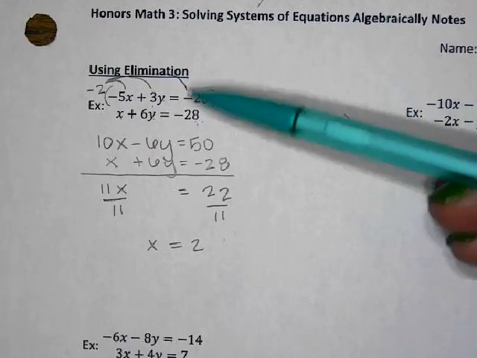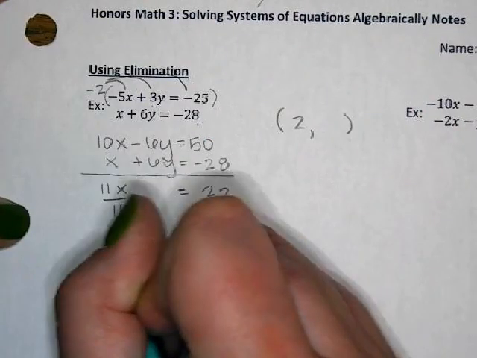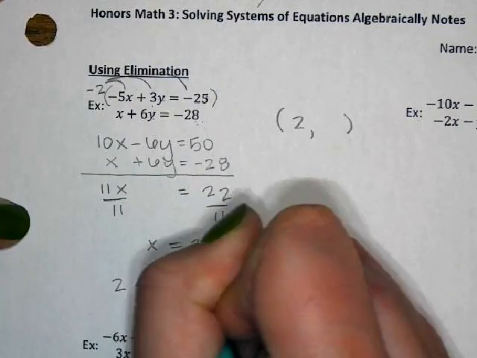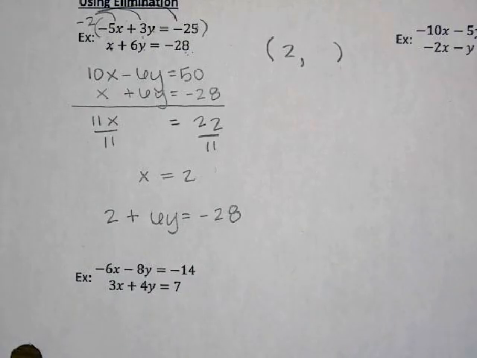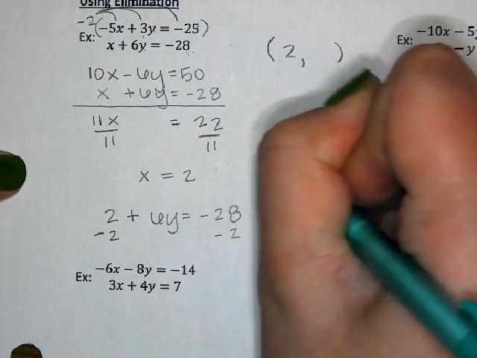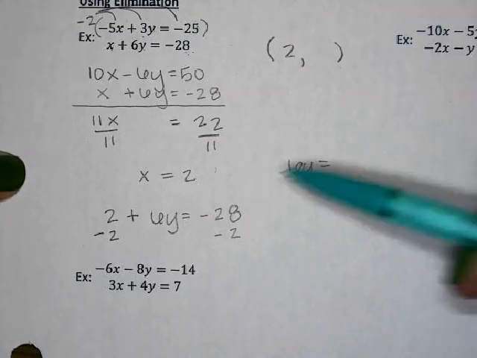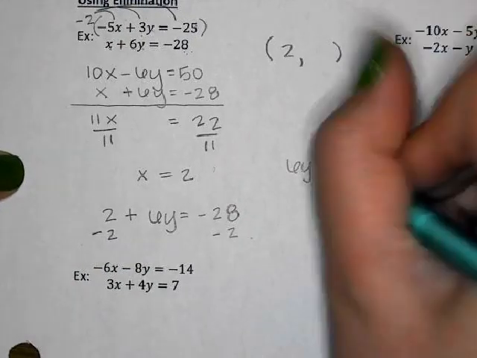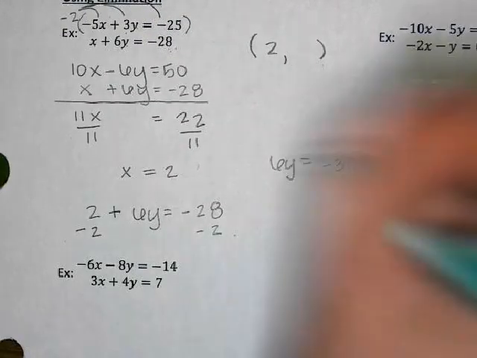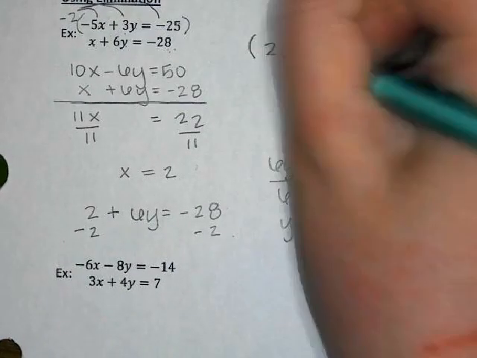This is where I get to be lazy. Would you guys rather plug it into the first line or the second line? Which one seems easier? Probably the second line? Okay, so I'm going to plug it in here. I always pick the one that seems the easiest. So if we're going to solve for y, what should we do next? Subtract the 2. Okay. So we have 6y equals negative 28 minus 2, which is negative 30. Okay. And then what should I do? Divide by 6. And so y equals negative 5. So the y-coordinate is negative 5.